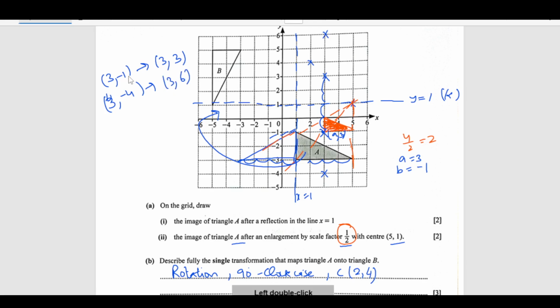Now try to see, this a remains the same, right? So a remains the same, the change is only in the y coordinate. So how does it change? Negative 1 became 3, and negative 4 became 6.